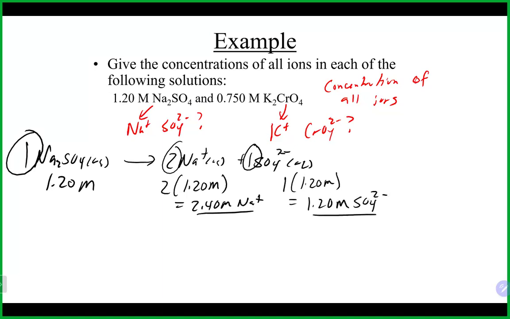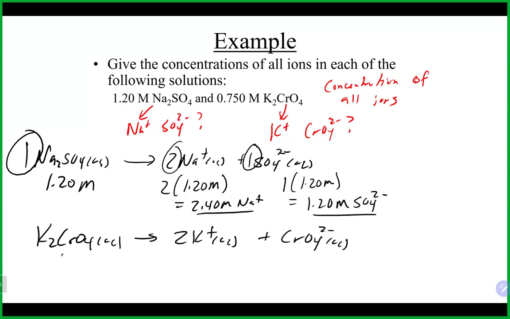Any question on that one there? Again, in this case, we get kind of a 2-for-1 for our sodium. So we have twice the concentration of sodium than we do sulfate in this particular case. We look at the next one, which is potassium chromate. It's going to break apart kind of similar here. We're going to get 2 potassiums and 1 chromate.